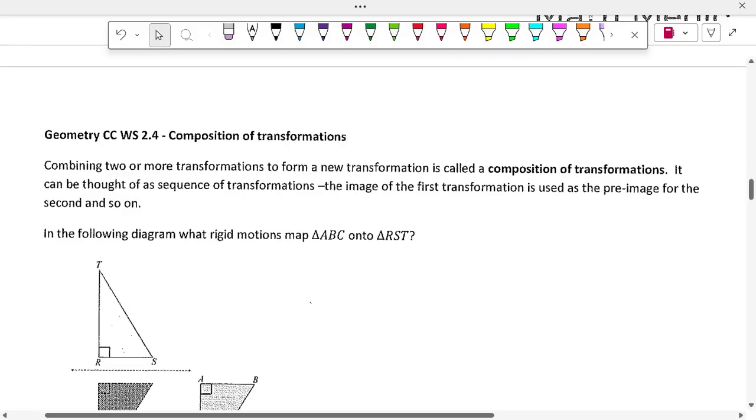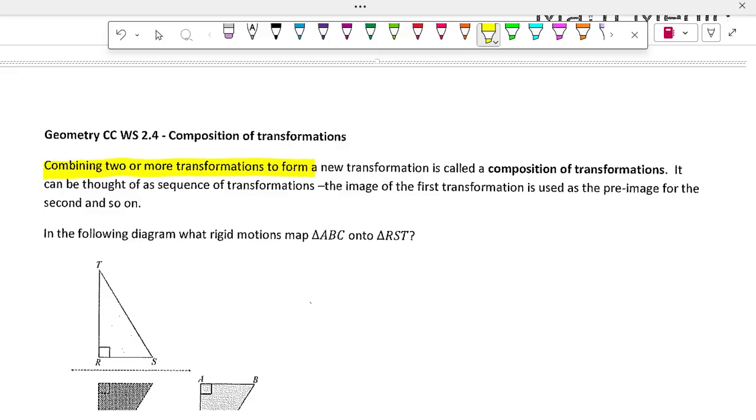So, biggest thing with composition of transformations. When you combine two or more transformations to form a new transformation, that's what's called composition of transformations. Now, the reason we do composition of transformations is because when you get to Math 3, you will then do composition of functions. All right? So it's kind of like a 2-in-1 function. So learning this notation now will help you when you get to Math 3 and you have to do it in an algebraic perspective instead of a geometric perspective.